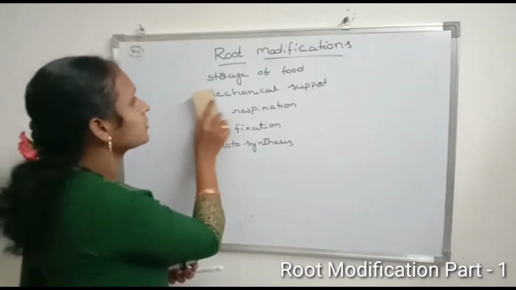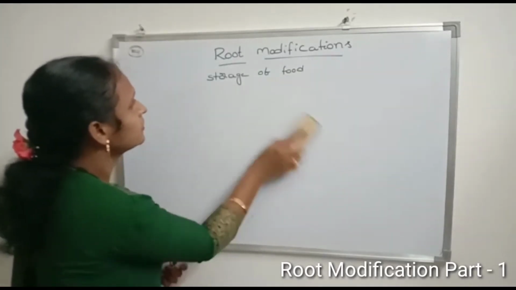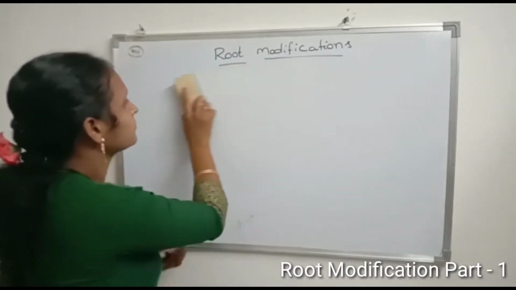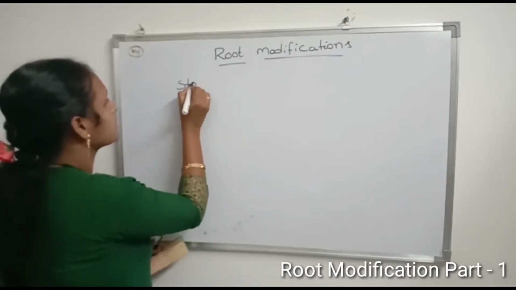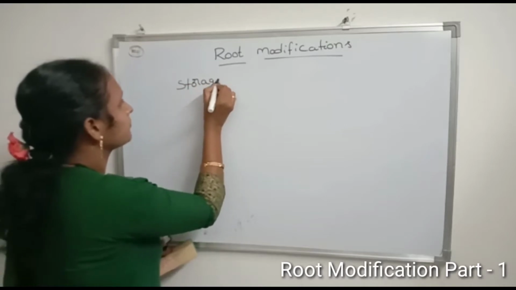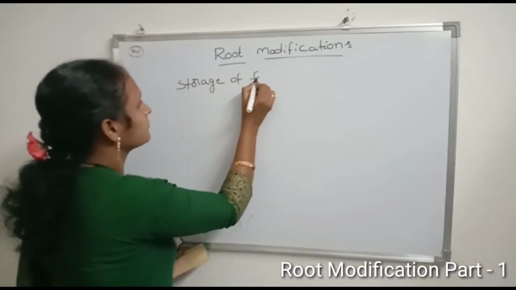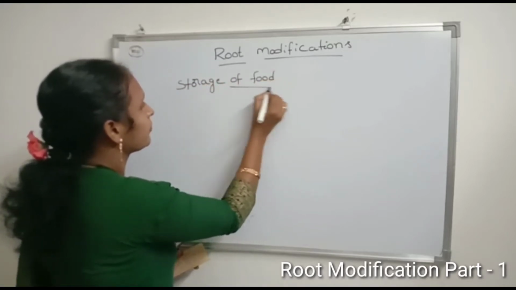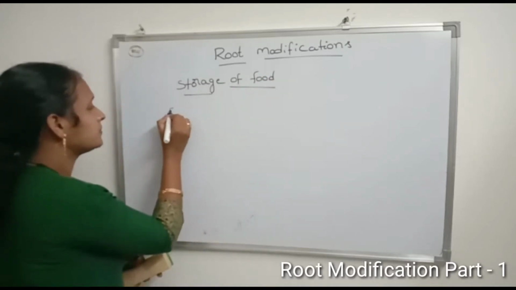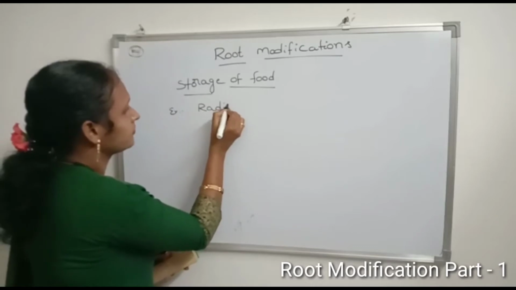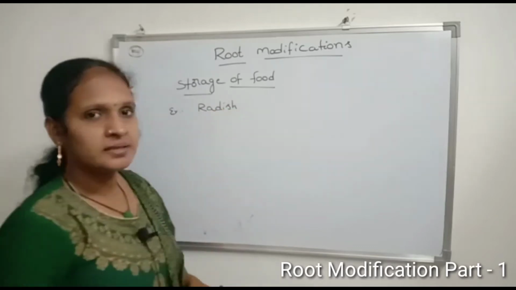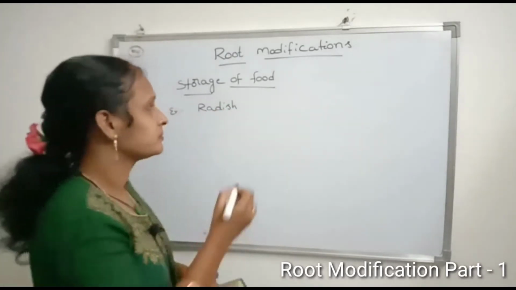First, we will talk about the storage of food. The first example is radish. The scientific name of radish is Raphanus sativus.